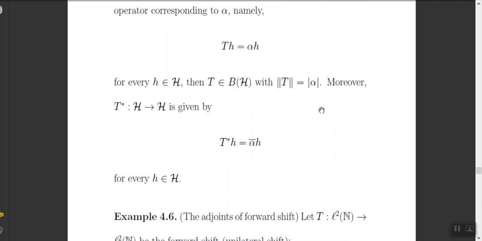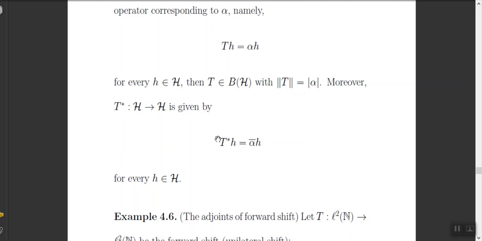Now, what is the adjoint of T? Okay, what is the adjoint of T? T star, of course, is a bounded linear operator. It is given by, look at here, T star h equals alpha bar h. Alpha bar is the conjugate of alpha. It's interesting. Look at here, T corresponds to alpha, and T star, the adjoint of T, corresponds to alpha bar. Of course, because this one is easy, I'm going to leave it to you, but the next example I explain more.